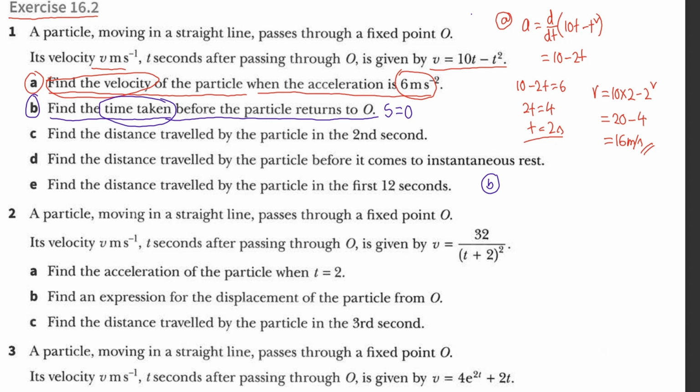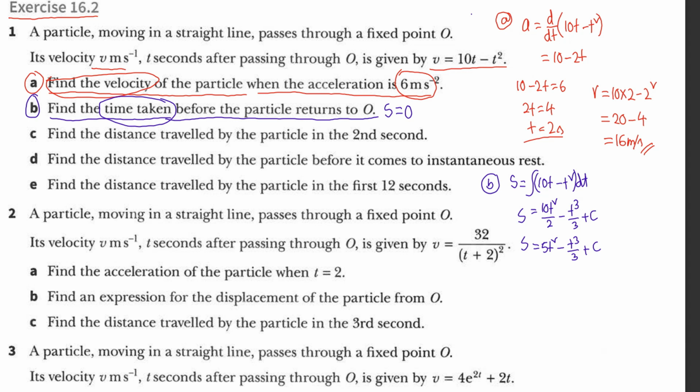But the expression given is velocity. To get the displacement expression, we need to integrate this expression. Let me integrate 10t minus t squared dt. If we integrate that, we get 10 t squared by 2 minus t cubed by 3 plus c. This is the displacement expression. So we can write one more line, which is 5t squared minus t cube by 3 plus c. Now we have to find the value of c.